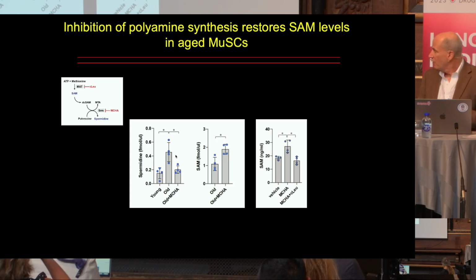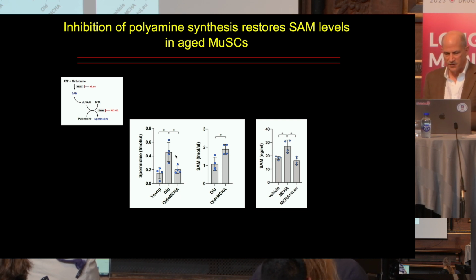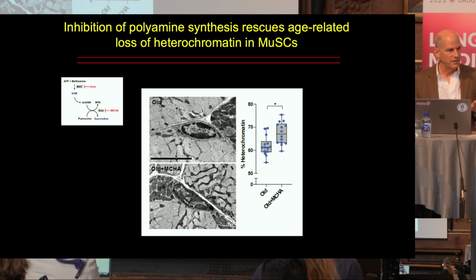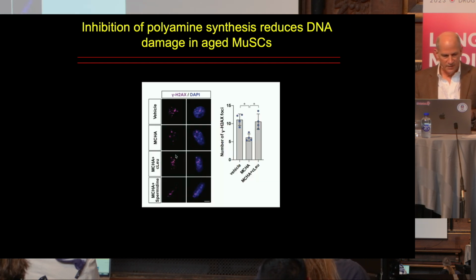And indeed, when she inhibits polyamine synthesis, she can see an increase in SAM levels in the cell, and that can be blocked by an inhibitor of SAM synthesis itself. So we're increasing SAM levels, and basically we saw all the things that we saw with just SAM supplementation by inhibiting polyamine synthesis. So increases in H3K9 tri- and dimethylation, and an increase in heterochromatin. So it can, again, go through polyamine synthesis through increasing SAM levels to restore youthful heterochromatin levels in these cells. And we saw, again, a reduction in DNA damage, which could be reversed by blocking SAM synthesis.